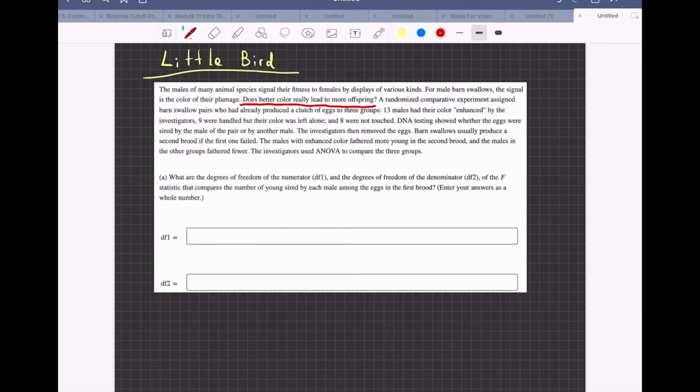So does better color really lead to more offspring? A randomized competitive experiment assigned barn swallow pairs who had already produced a clutch of eggs to three groups. So notice three groups. 13 males had their color enhanced by the investigators, 13 were handled but their color was left alone, and 8 were not touched.